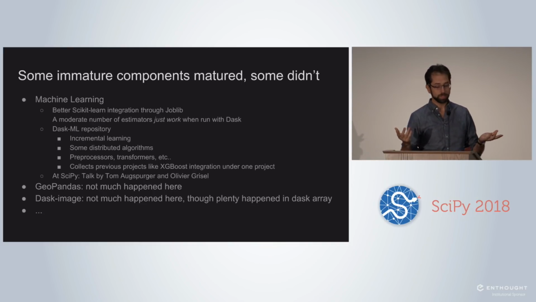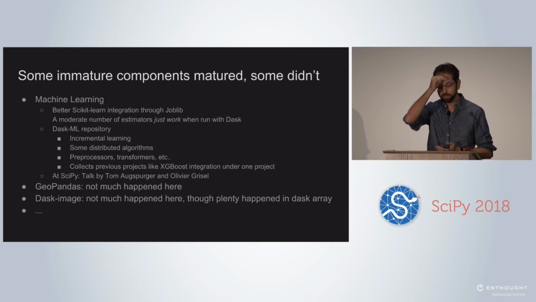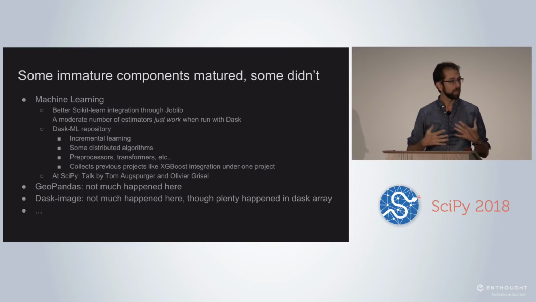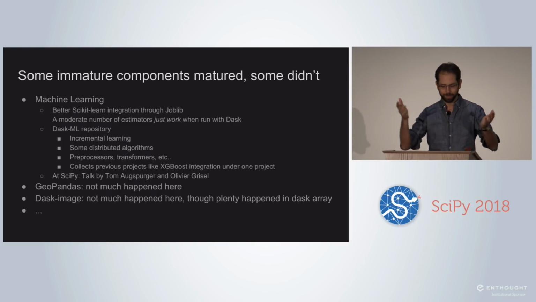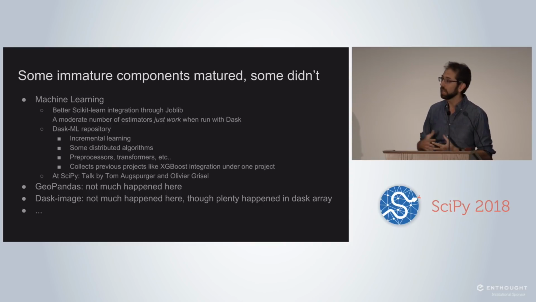Some immature components matured, some didn't. There's been some very active work on machine learning recently. Olivier Grisel gave a talk earlier today, I believe, on scikit-learn and Dask and how they can work better together. There are other parts that didn't mature. So GeoPandas was, I think, done sometime a while ago. Also Dask Image. There's a lot of good work in image processing, but it's only been in Dask Array. These are some good opportunities for people who want to get engaged in Dask.